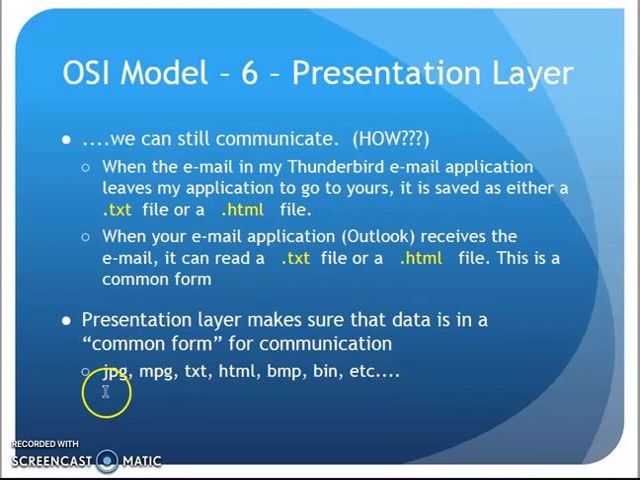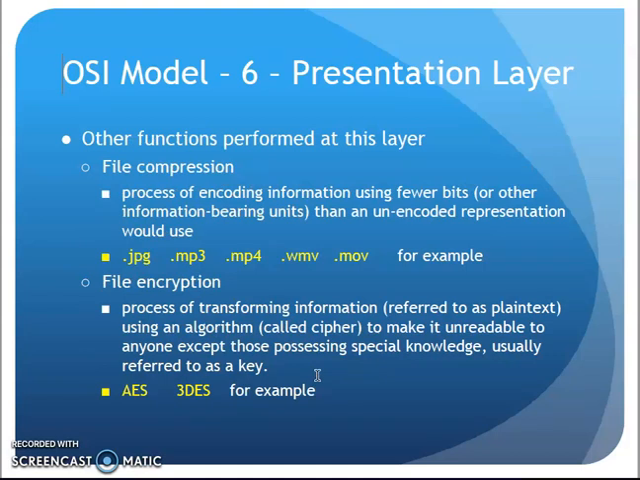Things like JPEGs and those sorts of things also occur in such a format that the receiver can read them. Encryption also happens here. File compression also happens here. Things like MPEGs and my encryption, AES and triple DES. Those kind of things are happening at this layer, and they happen in such a format that the other end can actually read this when it gets there. That's the job of my presentation layer.